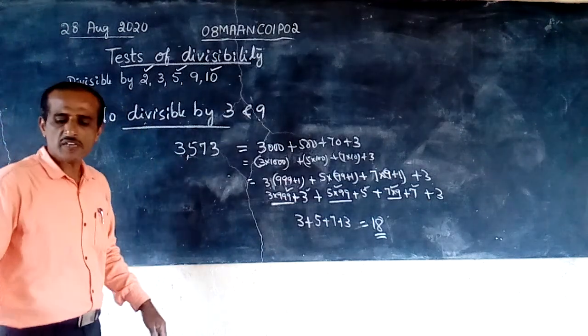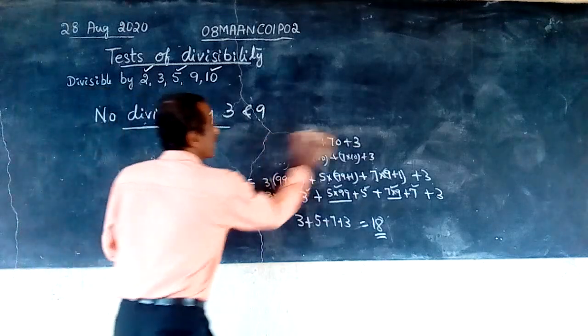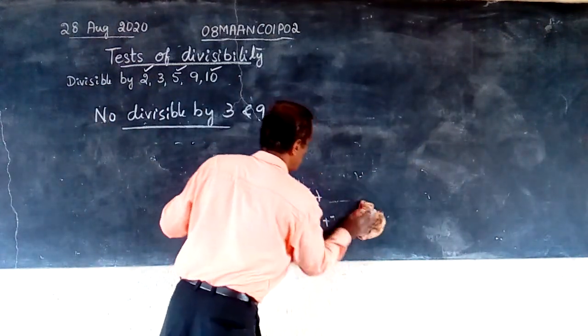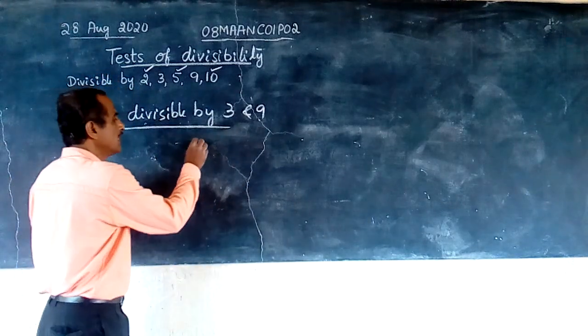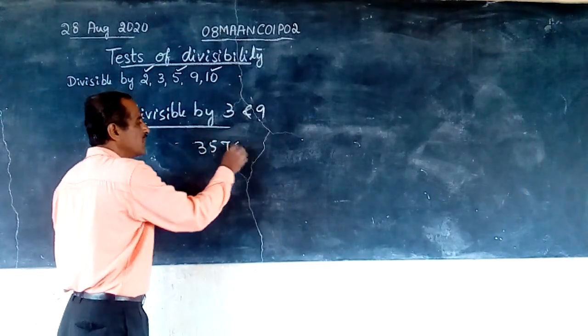Okay. Now I will write another number. Look at this number. For example, I will write another number, 3576.